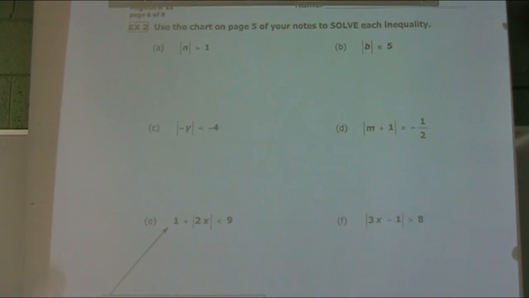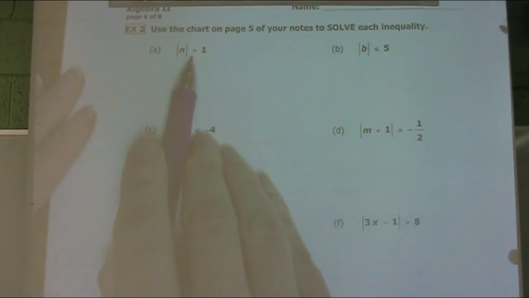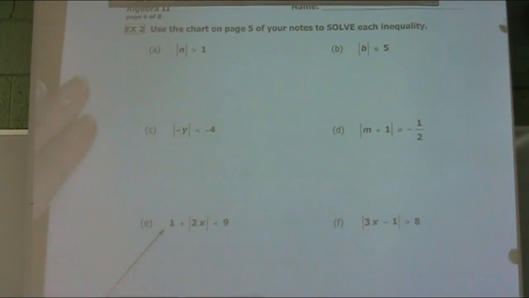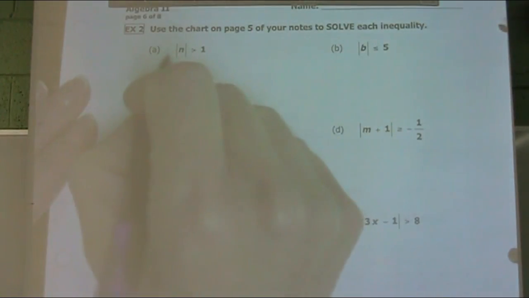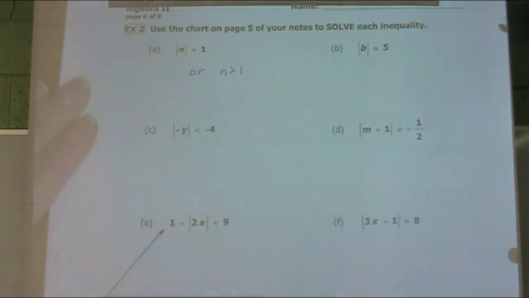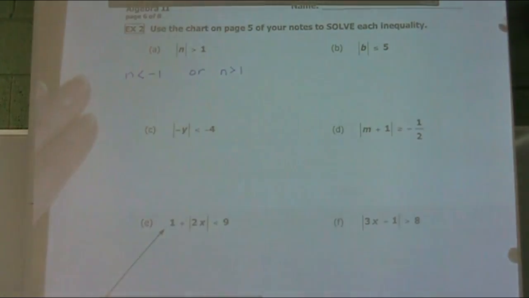All right, our first couple of examples are pretty easy. I have absolute value greater than a positive number. Remember, check on your chart. Greater than a positive is a disjunction. That's going to mean with the word or. One part of this will be the same inequality without the absolute value bars. So n is greater than 1. On the other side, we still have the n. Flip the sign, make the 1 negative. That's your disjunction.